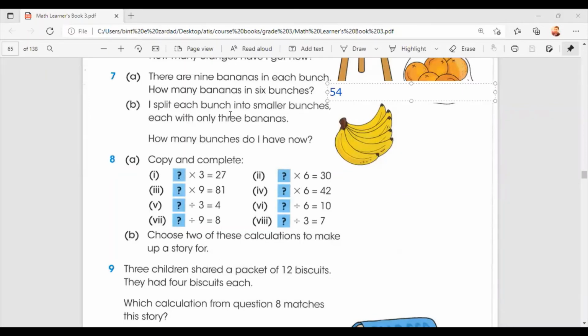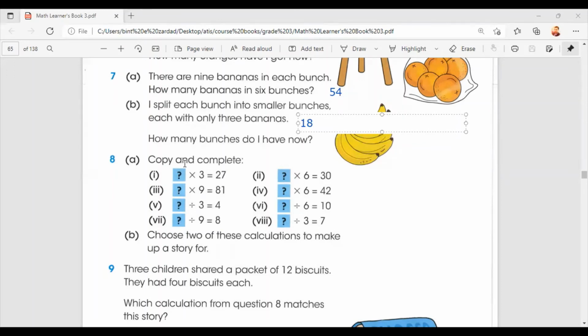Okay, I split each bunch into smaller bunches, each with only 3 bananas. So how many bunches do I have now? So we can say 6 multiplied by 3 is 18 bananas. Okay, copy and complete, easy.